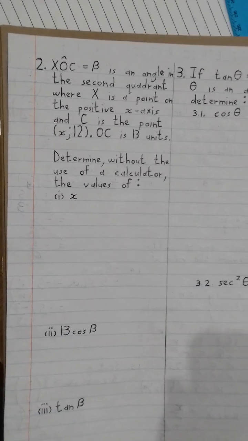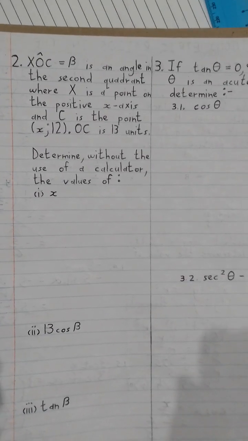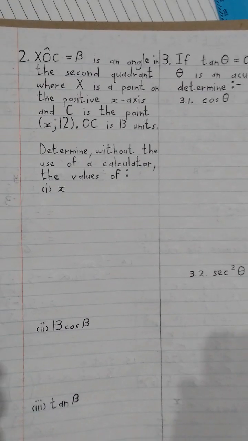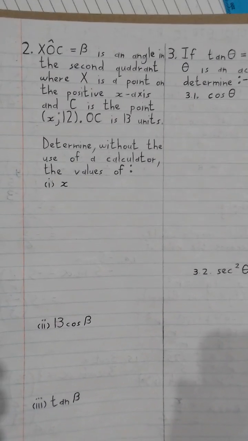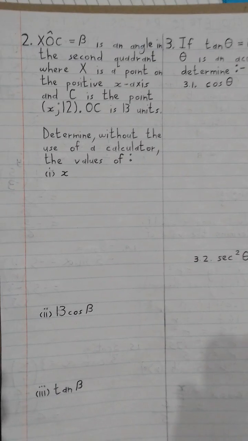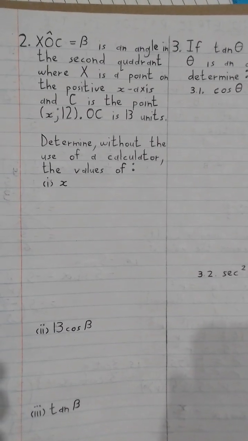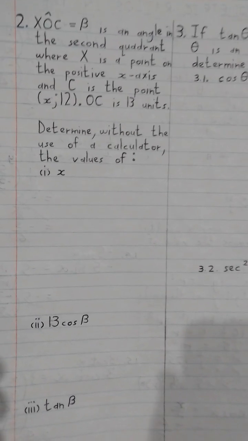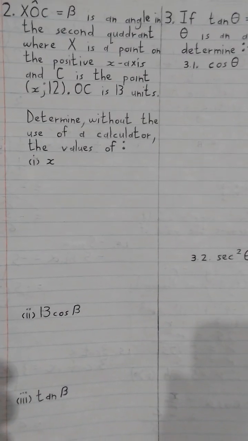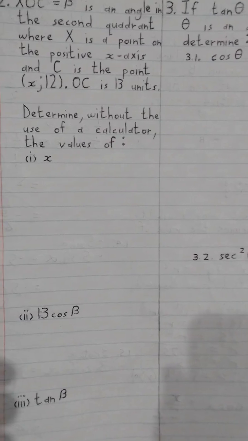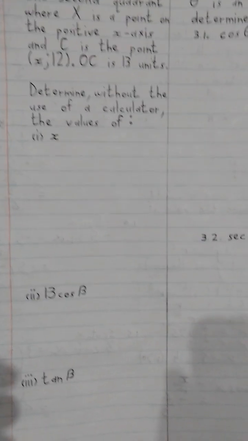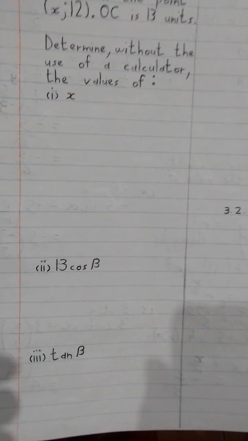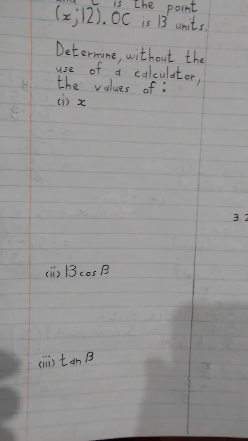Number 2 states angle XOC is equal to beta, an angle in the second quadrant, where X is a point on the positive x-axis and C is the point (x, 12). The y coordinate is 12. And then we are told OC is 13 units. Determine without the use of a calculator the values of Roman numeral 1, x, Roman numeral 2, 13 cos beta, Roman numeral 3, tan beta.